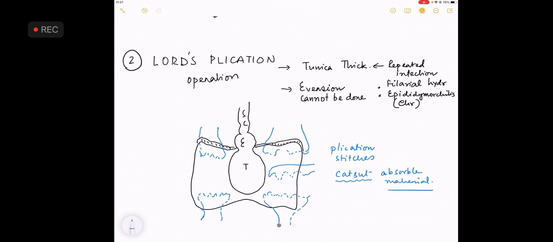Sir, if it is an absorbable material, it may open up again later, when it gets absorbed? No, sir. It will be enough to produce fibrosis. Have you completed? Can I proceed?